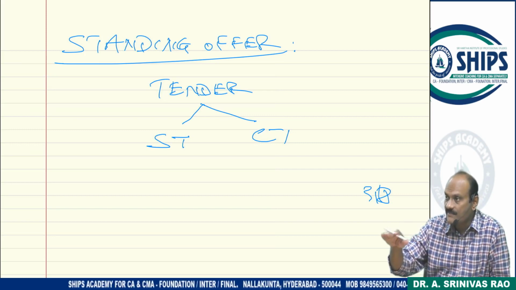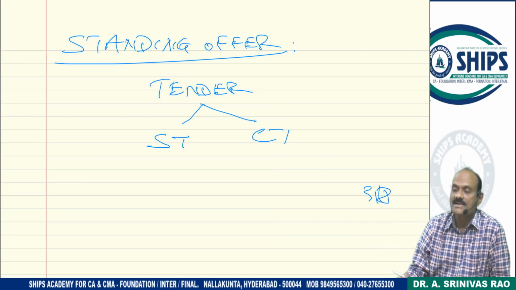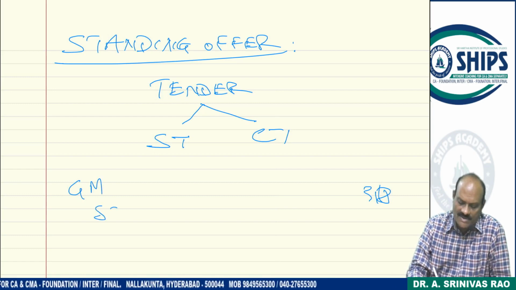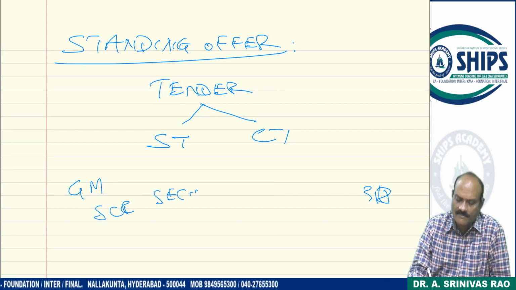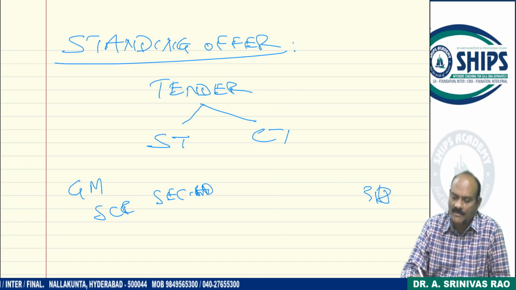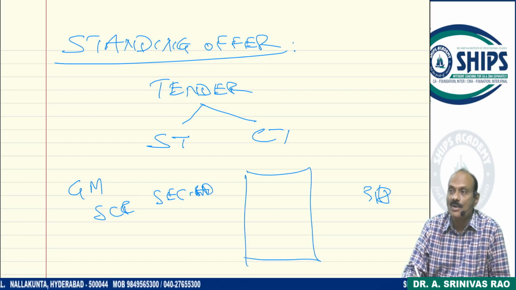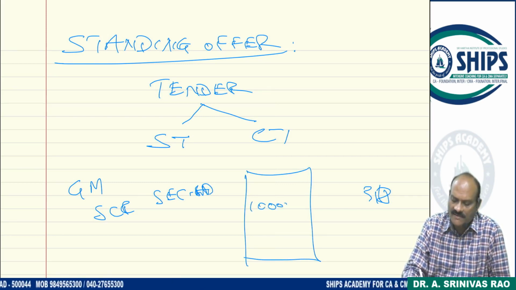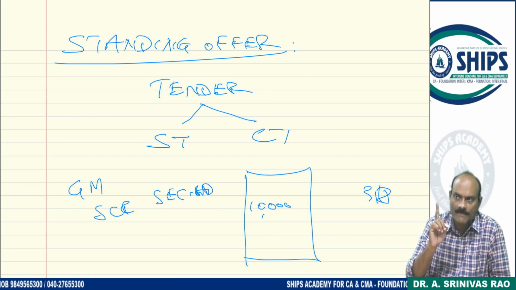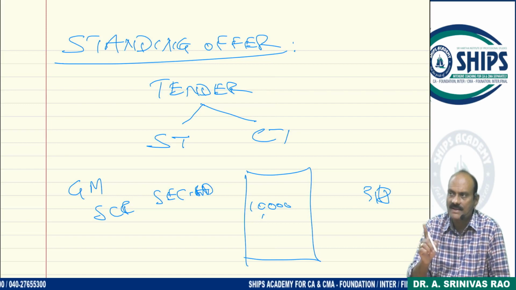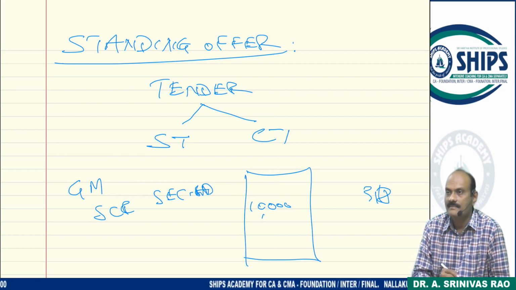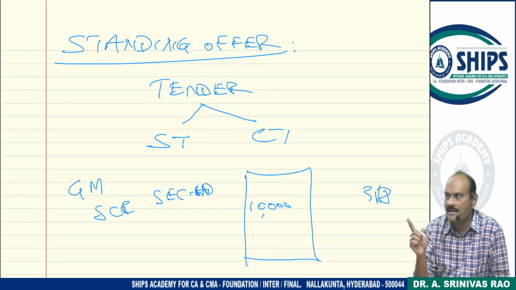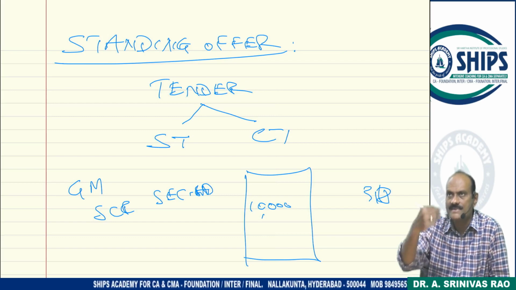An offer remains enforceable continuously for some time. Tenders are the best example. Specific tender: the general manager of the South Central Railway, Secunderabad, wants to come to an agreement with a contractor to supply 10,000 tons of coal, only for one transaction. For that, tenders are invited. They give one schedule: opening date, closing date. Then all of us contractors submit the tender.